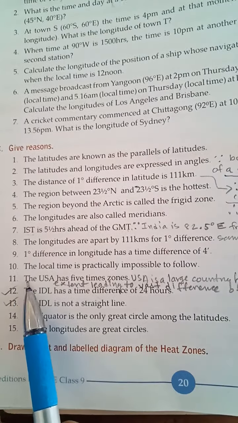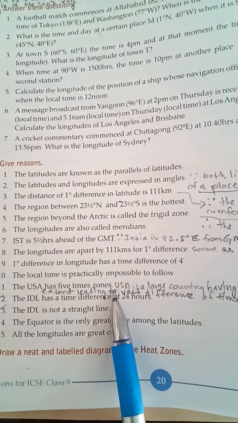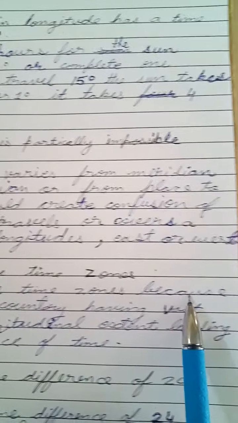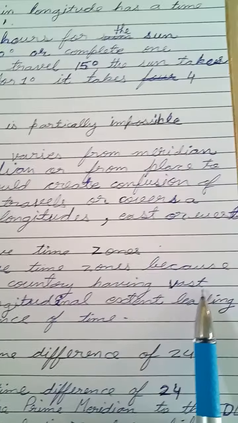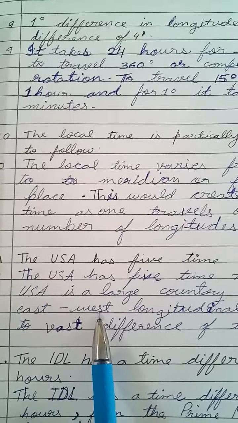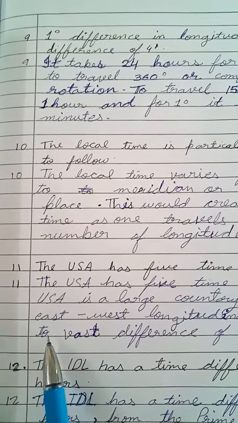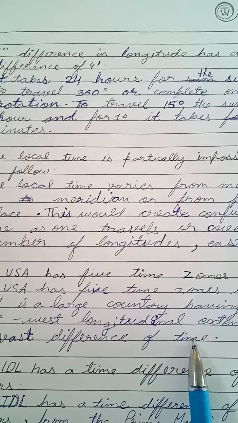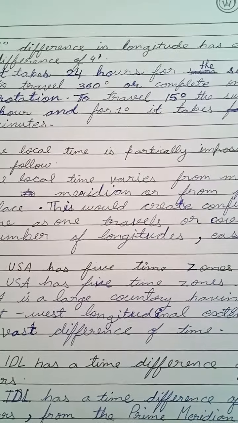The other question is the 11th one. The USA has 5 time zones. Why does it have 5 time zones? Answer: the USA has 5 time zones because USA is a large country having vast east-west longitudinal extent, leading to vast difference of time. I have explained this to you in the last video. If you have followed, you will understand this answer for this question.